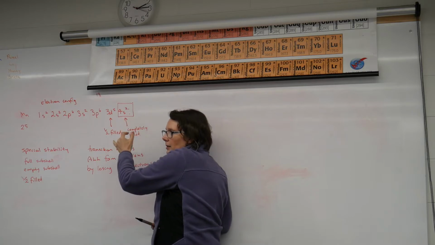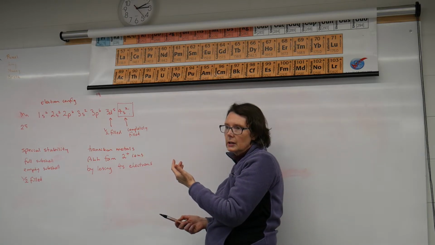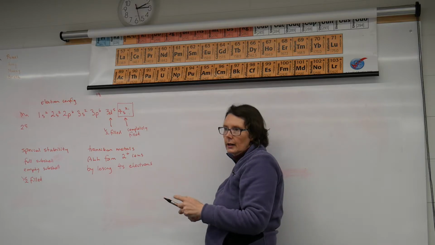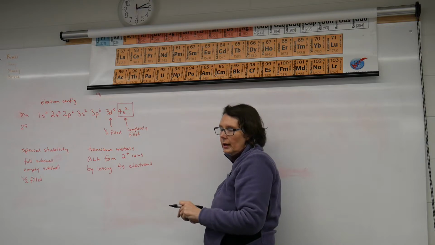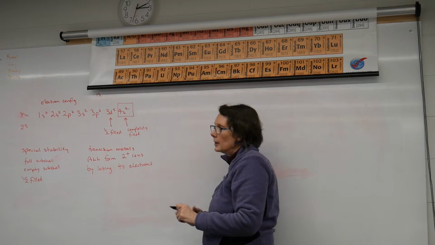So that's why manganese and our transition metals have multiple oxidation states, because of that ability to lose sequential electrons from the d orbital as well as the 4s2.